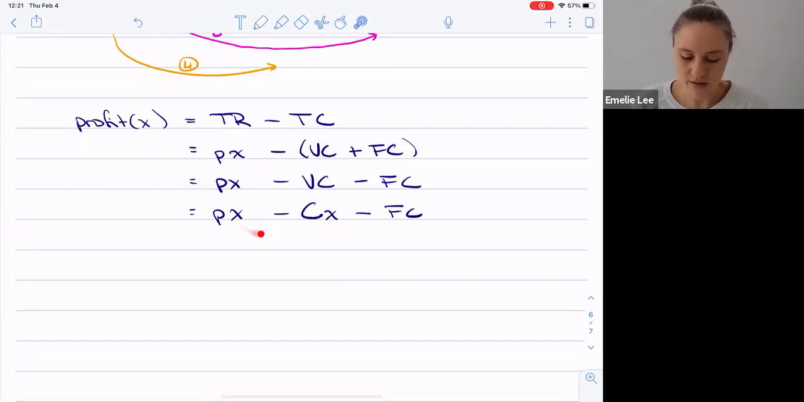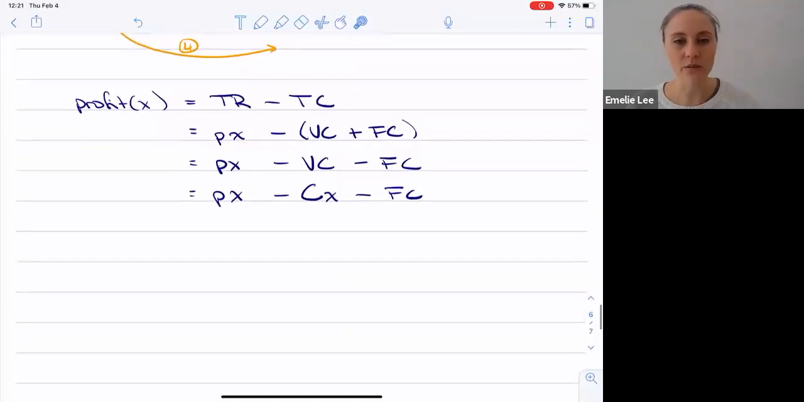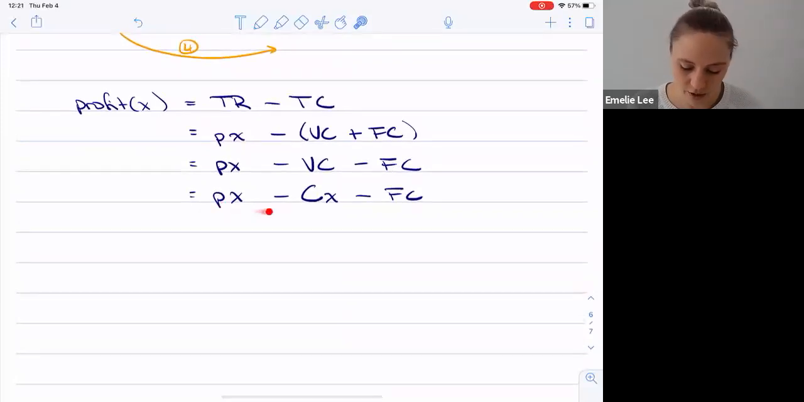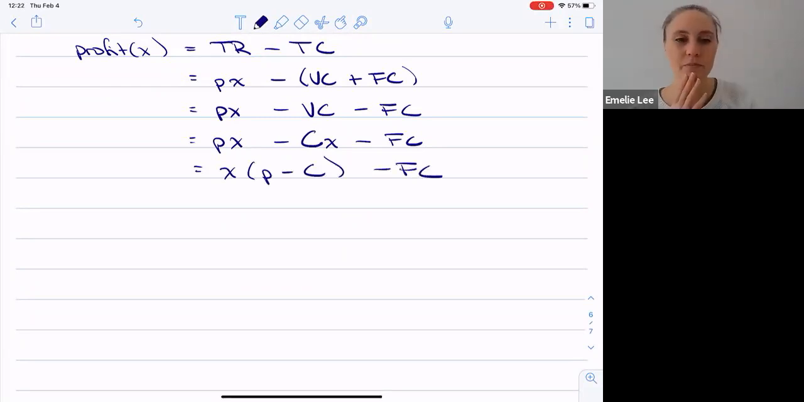Notice here, I can collect like terms, right? I've got a common multiple of X here. And so what I can do is, now I don't want you to get confused here. You can just leave it like this, right? This is correct, right? I'm just trying to simplify it a little bit. But you can leave it like that if you want. Then I have X times P minus C minus the fixed cost.